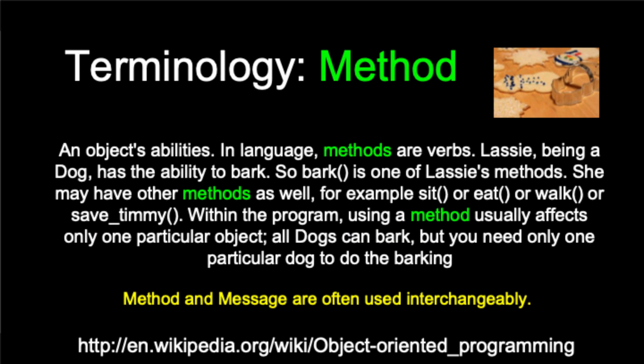Methods are an object's abilities, the verbs. They are functions defined inside a class that describe what the object can do. If Lassie is an instance of dog, then Lassie.bark() invokes the bark method. All dogs can bark, but the method is invoked on one particular instance. The terms method and message are closely related. Sending a message to an object often means calling one of its methods.